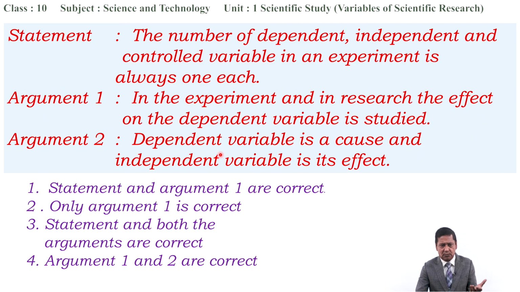Look at this argument 2. The dependent variable is a cause and the independent variable is its effect. Is it? No, this is just the opposite. Actually, the dependent variable is the effect of the independent variable. The independent variable is the cause which affects the what? The dependent variable. That's why this argument 2 is incorrect. So we have to come back to the second option. The second option is correct.